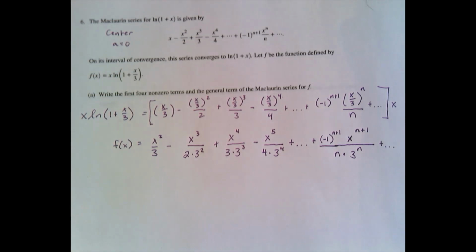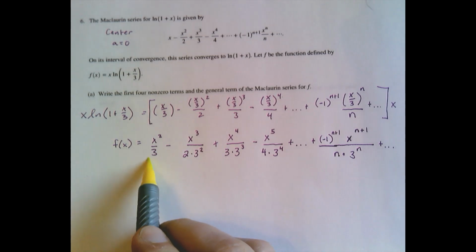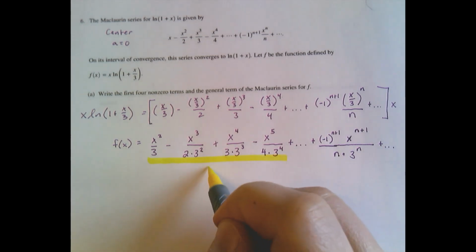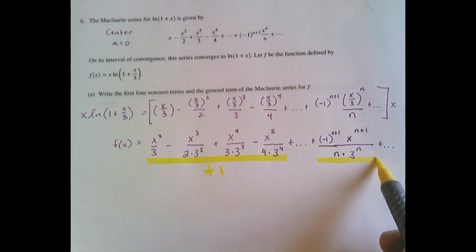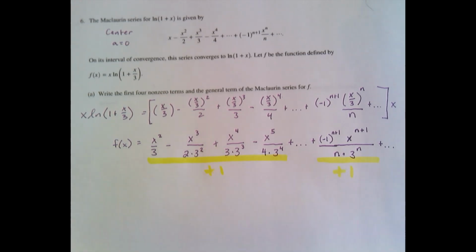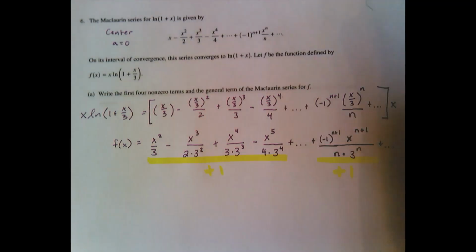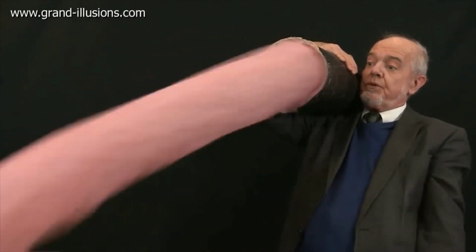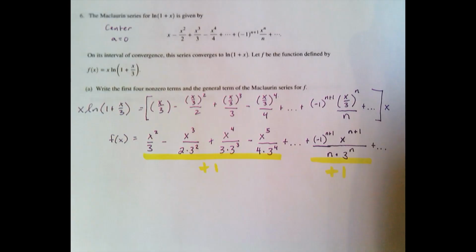Okay. This is worth 2 points. The first point comes from having the general term, and the second point comes from having the first 4 terms. So if you have the first 4 terms, you'll get 1 point, and then if you have the general term, you'll get your second point. Boy, that yellow doesn't read very well. Moving on to part B.